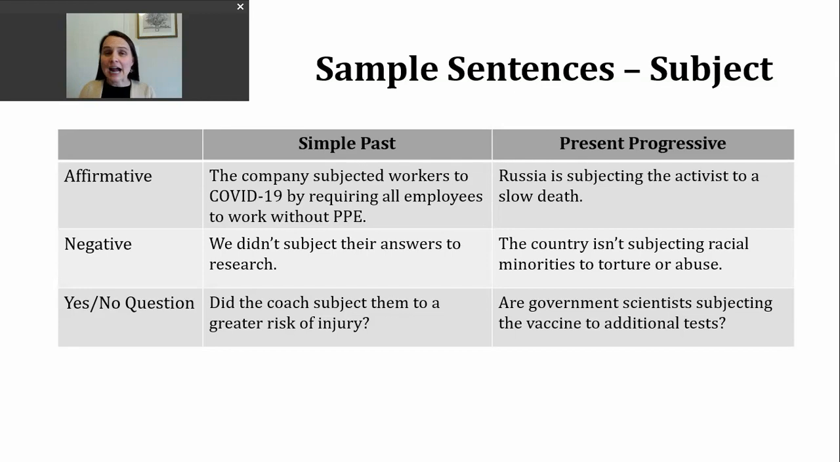So again, this is tying back to how a group of people are being treated or the treatment they are receiving. Finally, if you want to make a yes or no question in the present progressive, you're going to start with a form of be. So again, am, is, or are. Then we'll have our subject, and that subject needs to match the form of be we used previously. And then we'll use the ing form of the verb. Here's another example. Are government scientists subjecting the vaccine to additional tests? Again, tying back to treatment, how something is being treated.